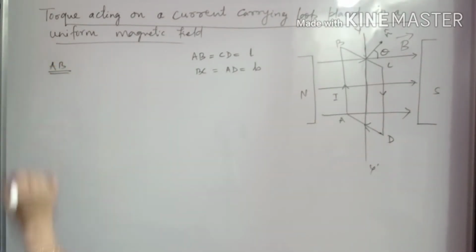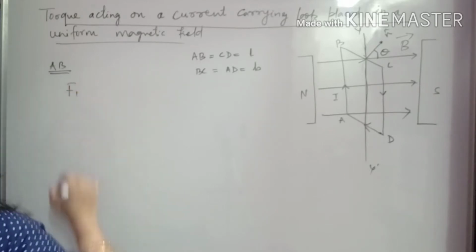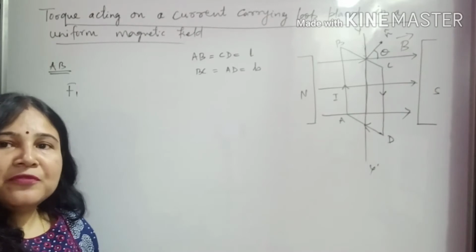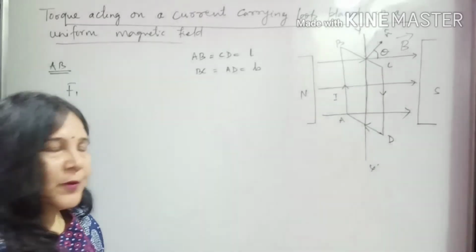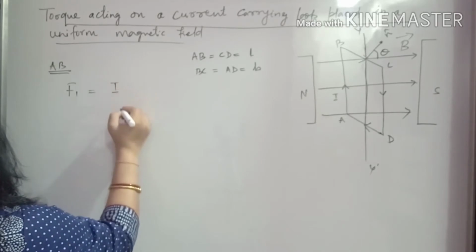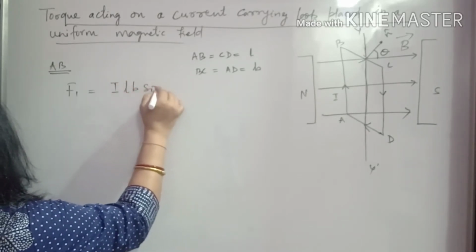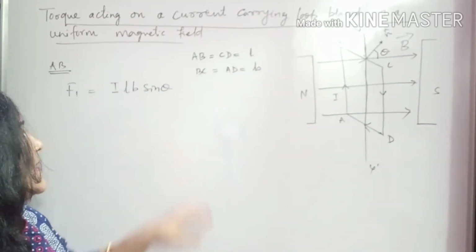For this AB, let's suppose the force acting here is represented as F1. We know when a conductor is placed in a uniform magnetic field, the force is given as F equals I L cross B. So F1 equals I L cross B, which equals I L B sine theta. This is the formula, ILB sine theta.